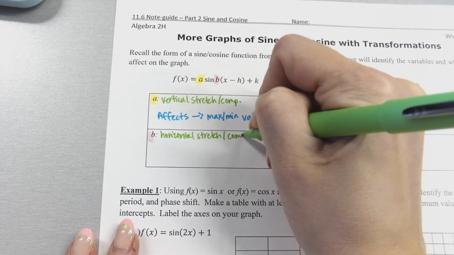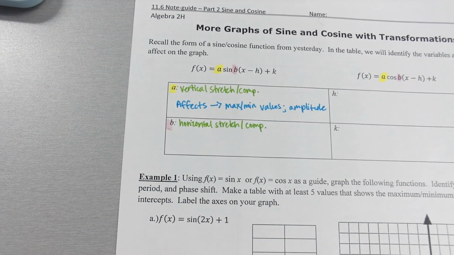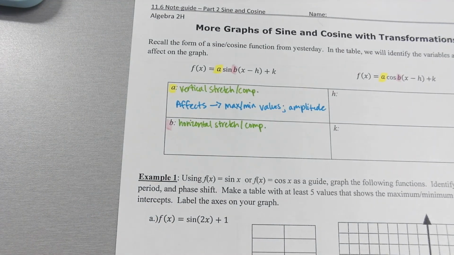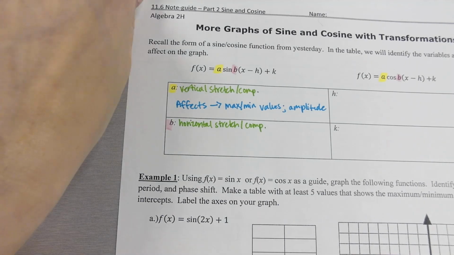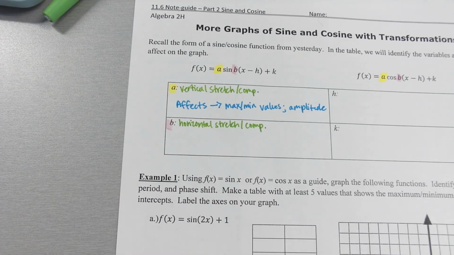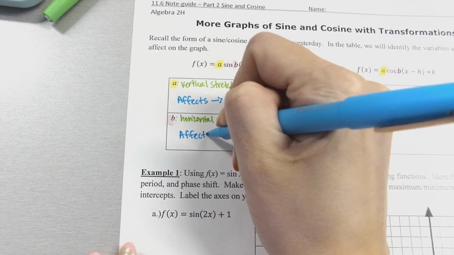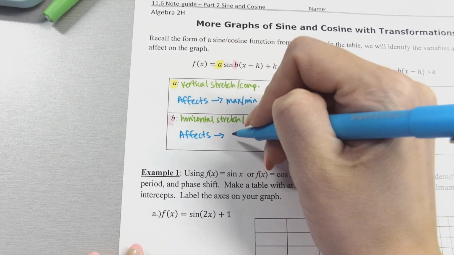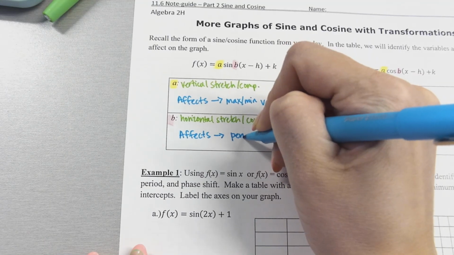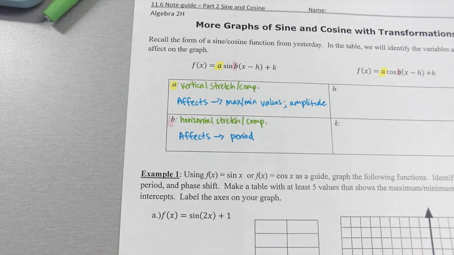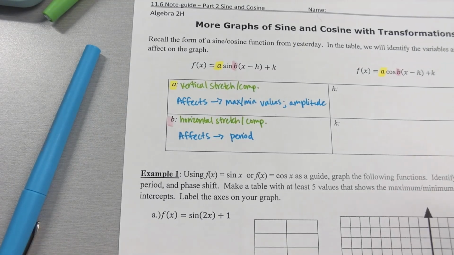Okay, so think about the axes, right? So the vertical axis is the y, so that's the max and the min. The horizontal axis is the x, and so this is going to affect what? Yeah, the period. Okay, so the period is related to the x-axis, so this affects your period.